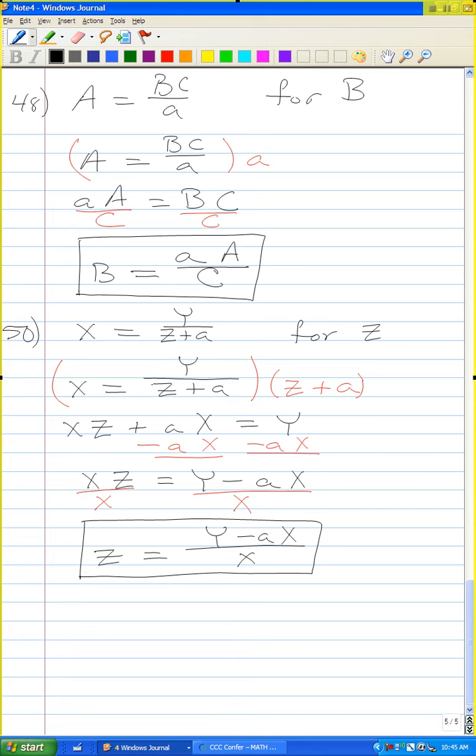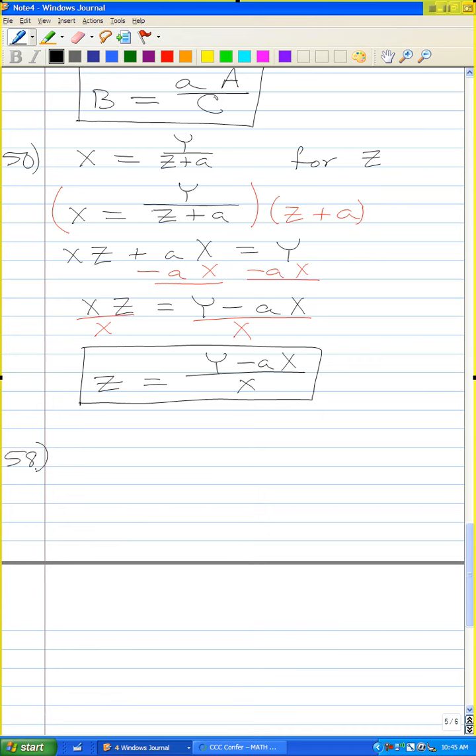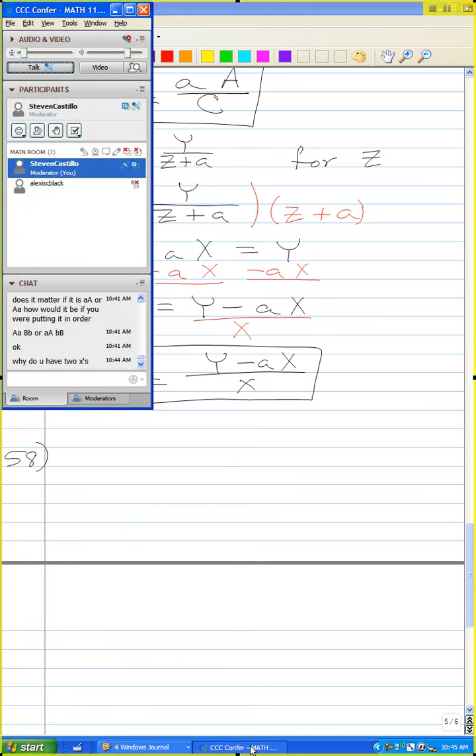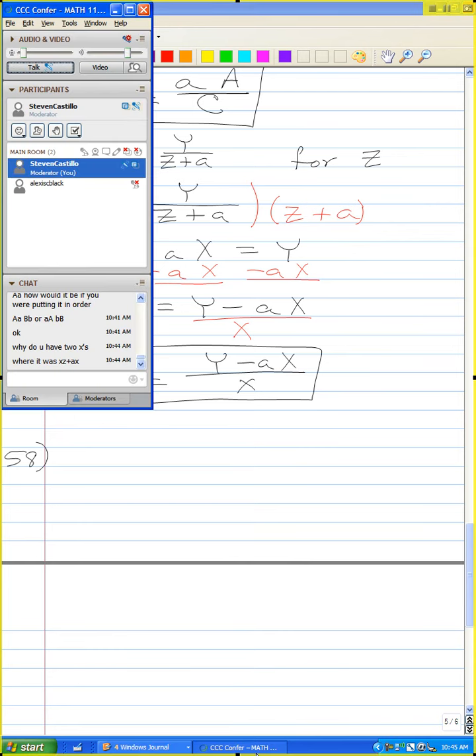Let me do problem 58. Why do you have two X's? Because you're multiplying, you're foiling. X times Z is XZ, X times A is AX. Yes, because you're using the distributive property.